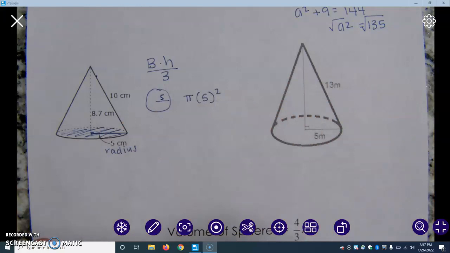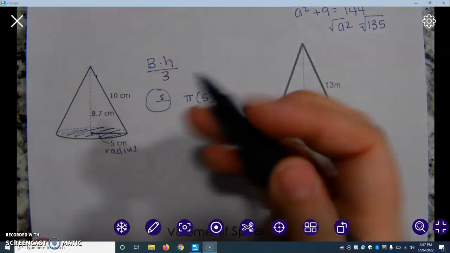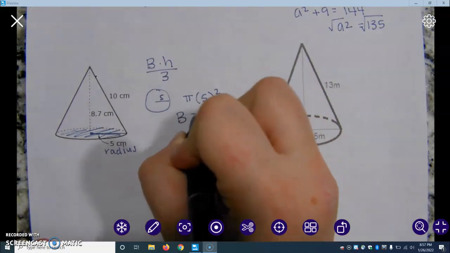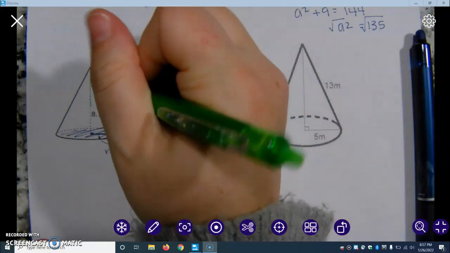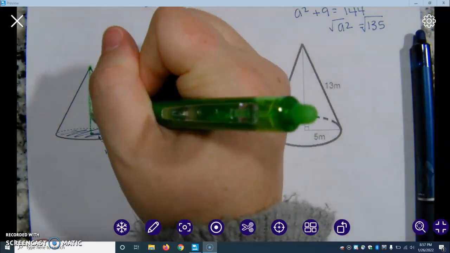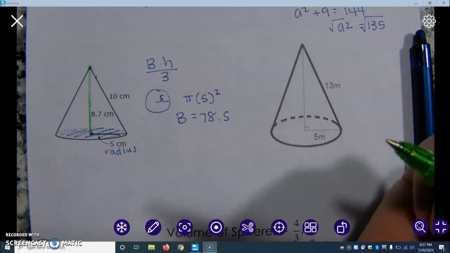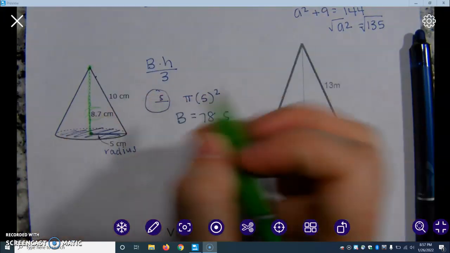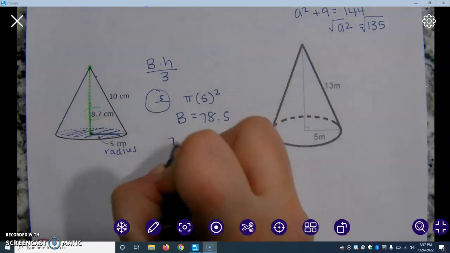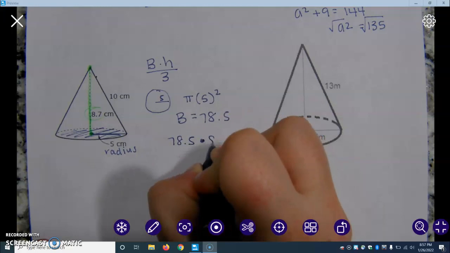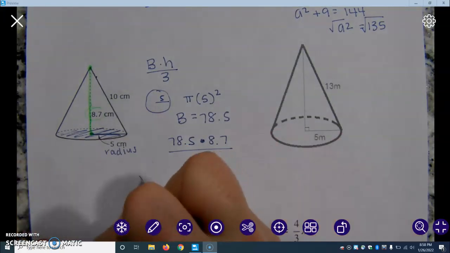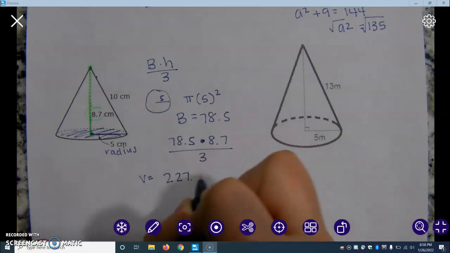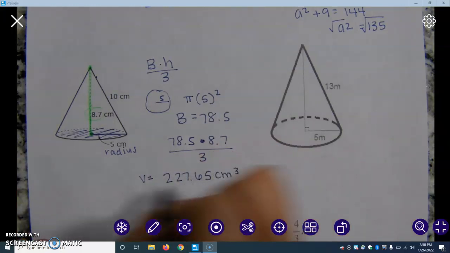So I'm going to type that in my calculator. And I'm going to use 3.14 for pi. So the area of my base is 78.5. This one is the height of my cone because it goes from the top straight through to the center of the base. So I'm going to be doing 78.5 times 8.7 and then divide that by 3. So the volume of this cone is 227.65 centimeters cubed.